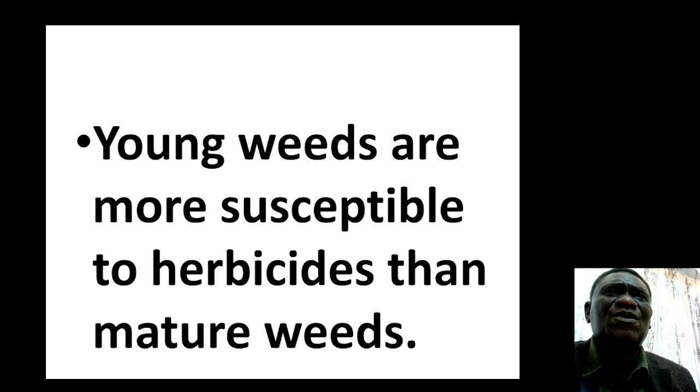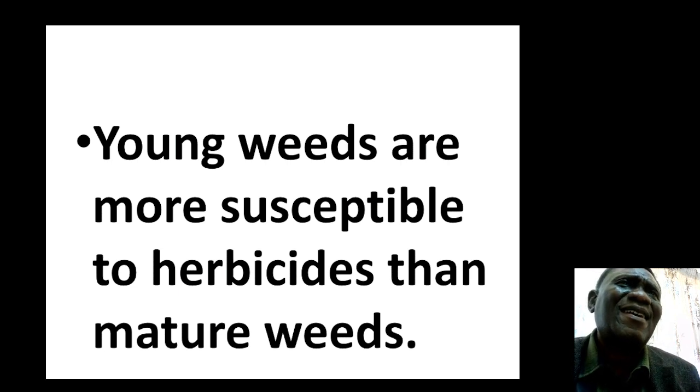Sometimes farmers do face problems when applying these herbicides. They may come too late with the post-emergence herbicides, and they will fail to kill these weeds. Actually, the weeds become resistant, and they may complain saying that the herbicide doesn't work, yet it is wrong timing.